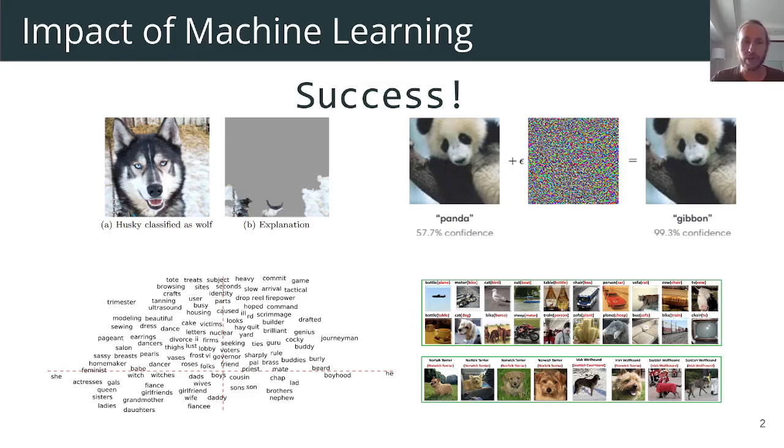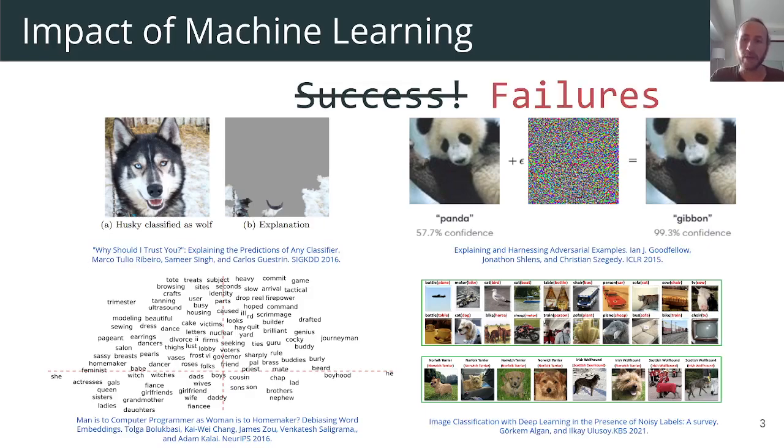In fact, what I'm showing here are not successes of machine learning, but failures. I'm showing a neural model failing to provide an adequate explanation as to why an image is a wolf versus a dog. I'm showing a neural model being tricked by an adversary into thinking a panda is a gibbon. I'm showing sexist and biased word embeddings. I'm showing an image classifier falling flat when provided with noisy labels. In all these situations, we see very difficult problems in machine learning.